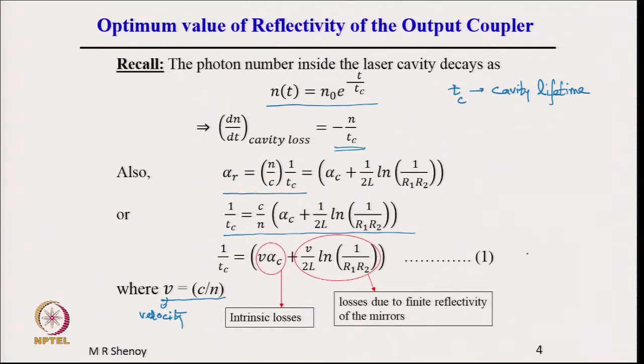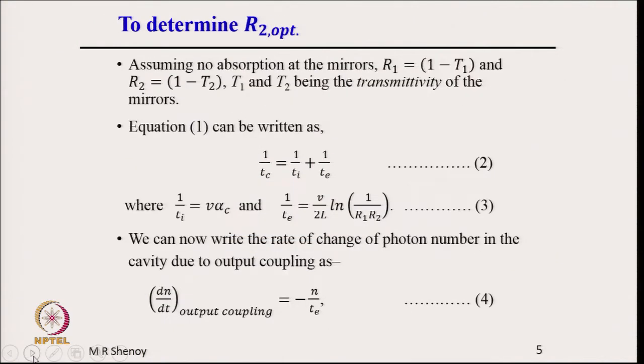So, we can write these, which I am sure is written in the next slide, 1 over T I, this is because of intrinsic loss, plus 1 over T E. We are not using T R because of reflectivity, but we are using T E, E standing for external coupling. So, a time corresponding to the intrinsic loss coefficient and a time corresponding to the external loss, the coupling due to external coupling. That is why the subscript, and this I is for intrinsic. So, let us see the next slide.